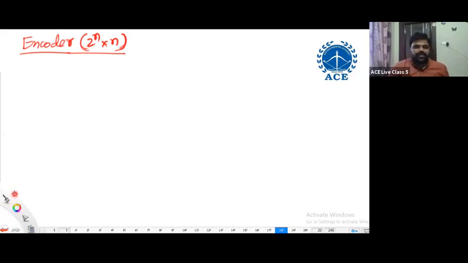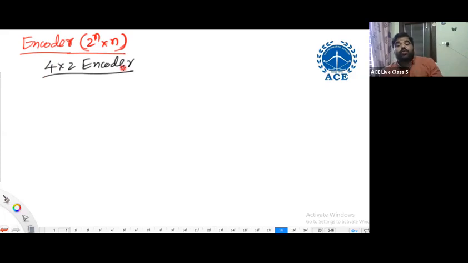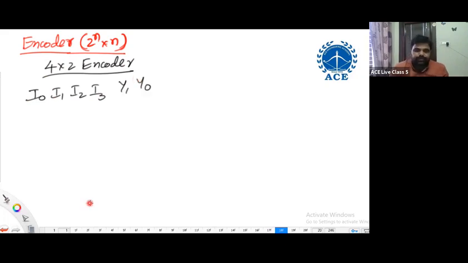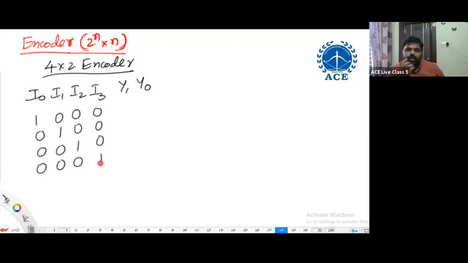So, for example, if I say 4 to 2 encoder, then 4 inputs: whatever the decoder outputs y0, y1, y2, y3 are there, those become inputs I0, I1, I2, I3. And whatever the AB inputs for the decoder are become y1, y0 outputs. So what are the possible inputs now? 1 0 0 0, 0 1 0 0, 0 0 1 0, 0 0 0 1. 1 out of 2 power n.